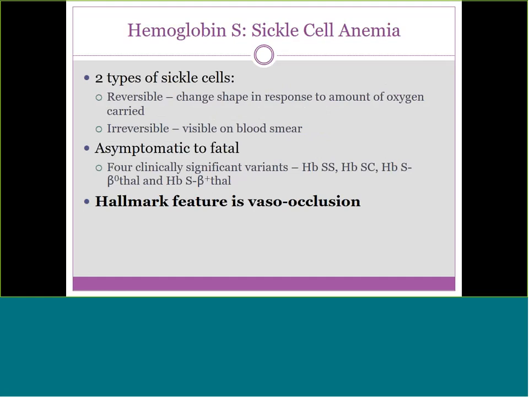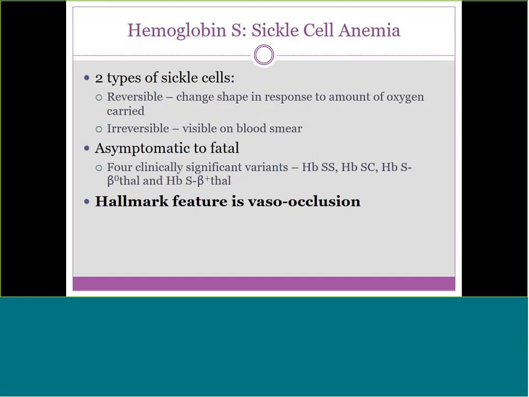Like I said before, the asymptomatic to fatal just depends on the different combinations you have. If it's hemoglobin SS, that would be the homozygous. That's probably the more significant one. Then there's a combination of hemoglobin S and hemoglobin C. Then there's combinations with thalassemia. So it just depends on what is comboed up there.